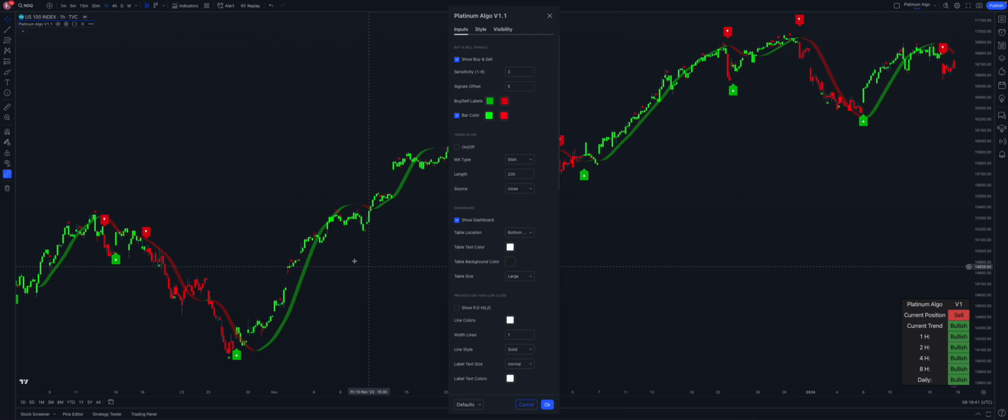So we can see that from the left to the right, we are in a bullish uptrend. And also on the higher time frames, the 2 hour, the 4 hour, the 8 hour, and the day time frame, we are on a bullish trend overall.